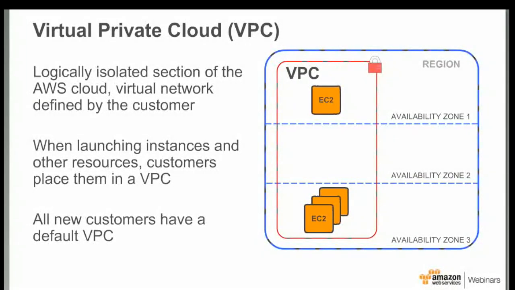And then a virtual private cloud or VPC. It's a logically isolated section of the AWS cloud. It's essentially a virtual network that's defined by the customer.